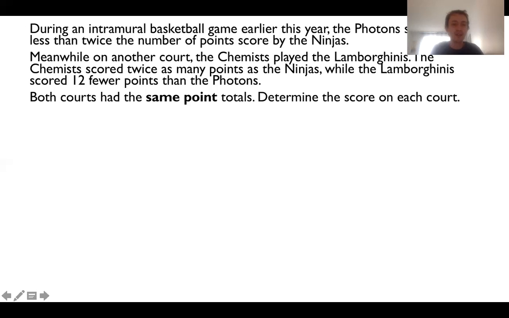It says, during an intramural basketball game earlier this year, the Photons scored less than twice the number of points scored by the Ninjas. Meanwhile, on another court, the Chemists played the Lamborghinis. The Chemists scored twice as many points as the Ninjas, while the Lamborghinis scored 12 fewer points than the Photons. Both courts had the same point total. Determine the score on each court. I ran out of breath there.